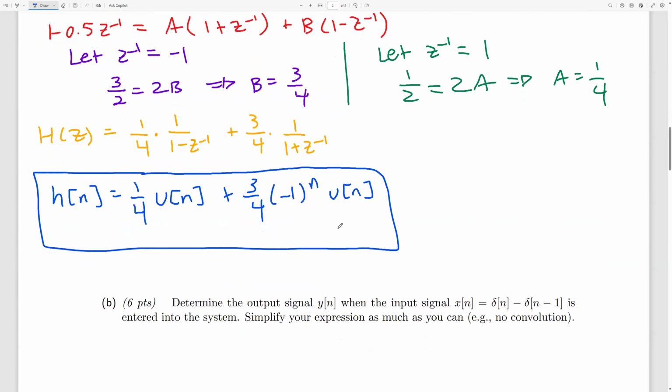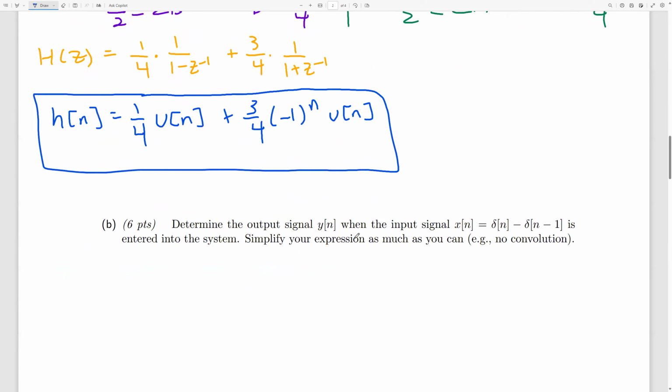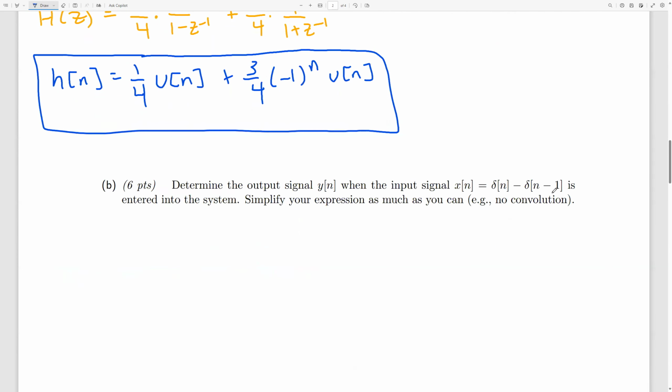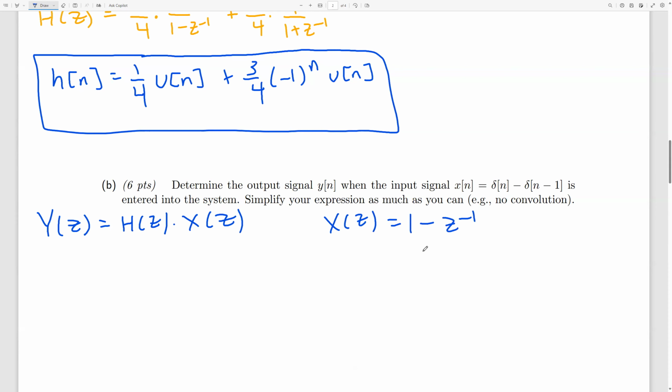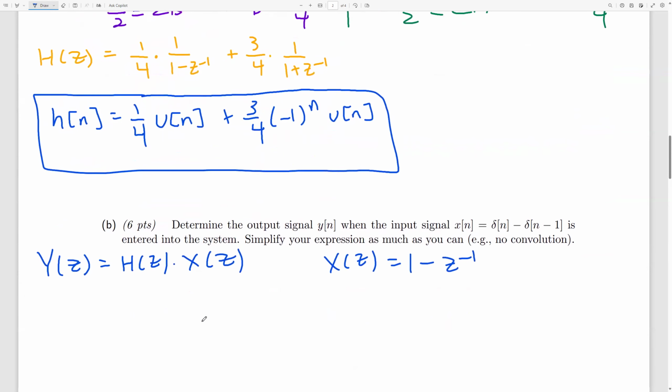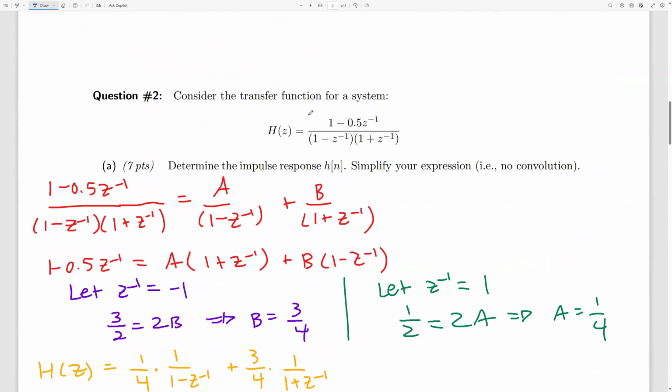Next, just to check through. Okay, determine the output signal y[n] when the input signal x[n] equals delta[n] minus delta[n - 1] is entered into the system. What you need to know is that Y(z) equals H(z) times X(z). In this case, X(z) in terms of the z transform is equal to 1 - z^-1. And so you just plug in based on what you had before about what H(z) actually was.